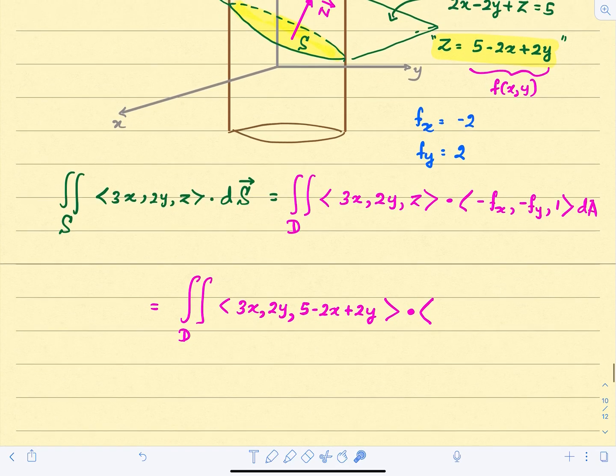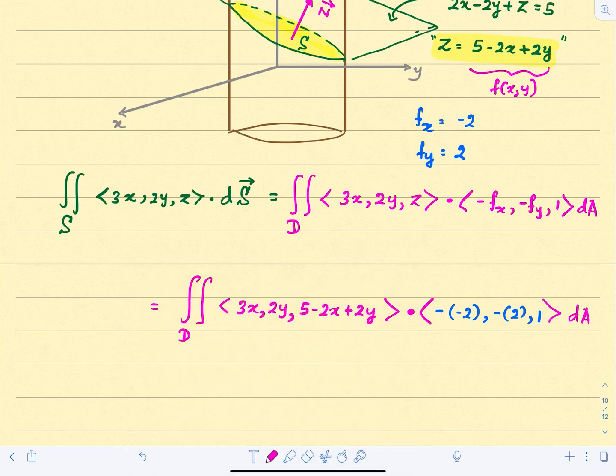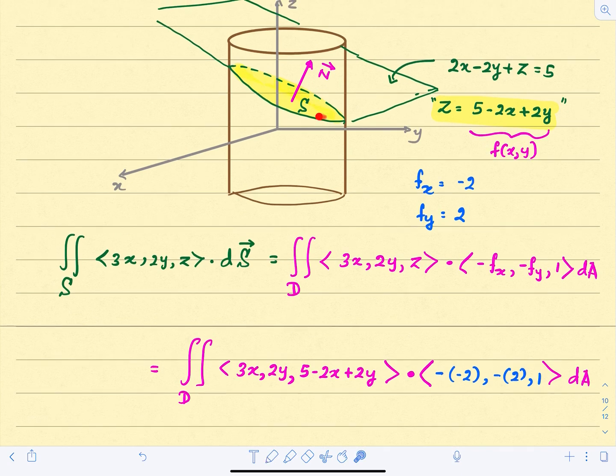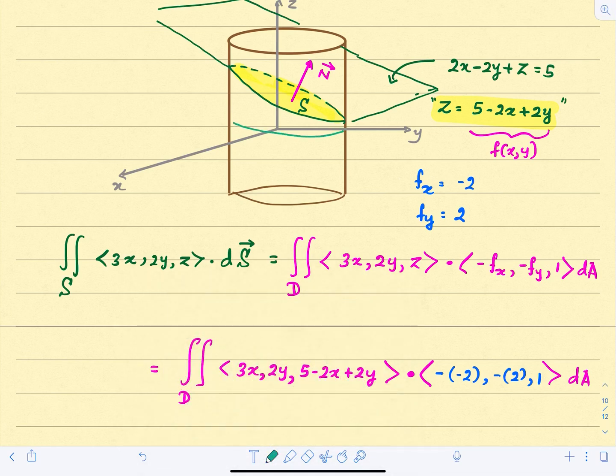So now you have, and remember here we have these two extra negative signs. So you have minus negative 2, minus positive 2, 1 dA over the domain D. Now your domain D is the projection of this portion on the xy plane, and if you see its projection, you will see a circle with radius 1. So that's the projection of this surface. That's your domain D.